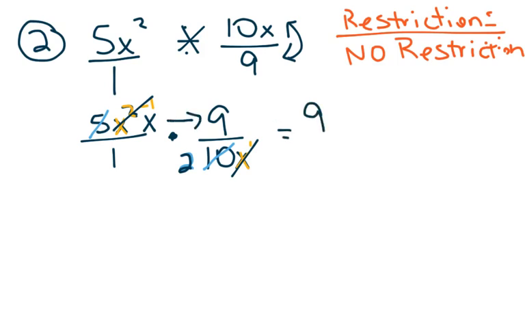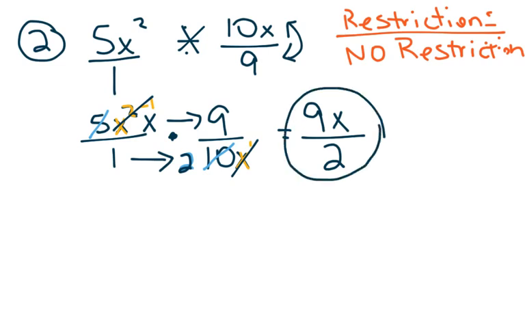So I end up with a 9x on top. I'm going to multiply straight across. 1 times 2 is 2. Now as you notice, it can get confusing as you cross things out. So if you need to write extra steps to keep it clean, go ahead and do that. I cannot simplify anything further, so I'm going to leave it as 9x over 2.